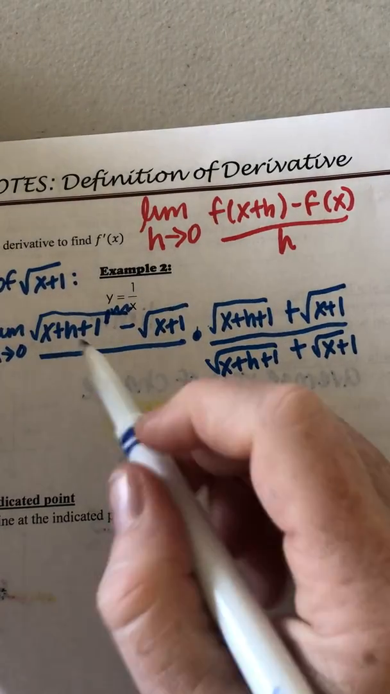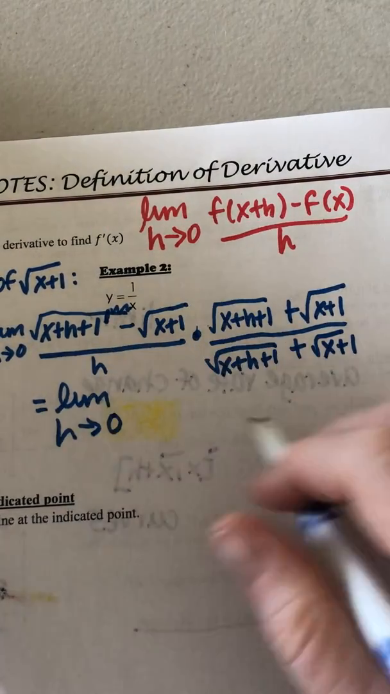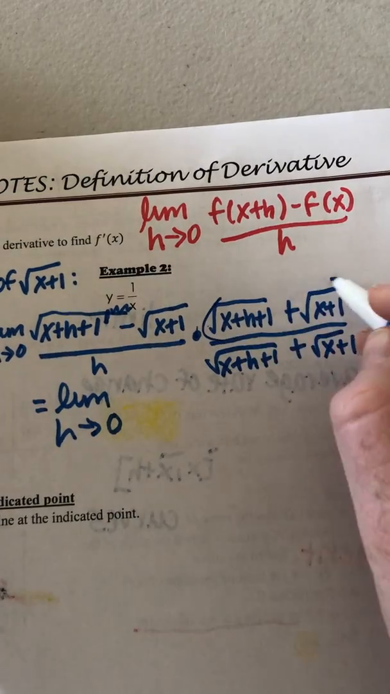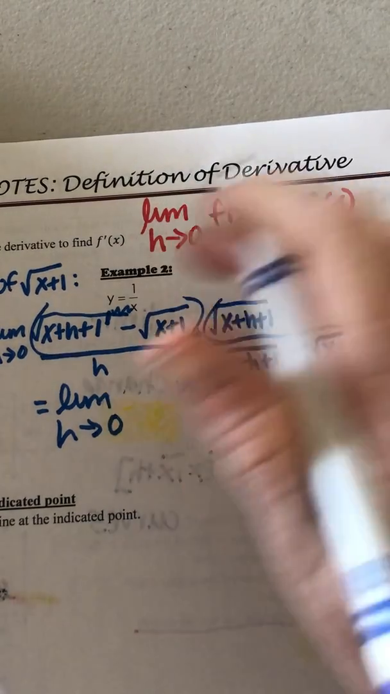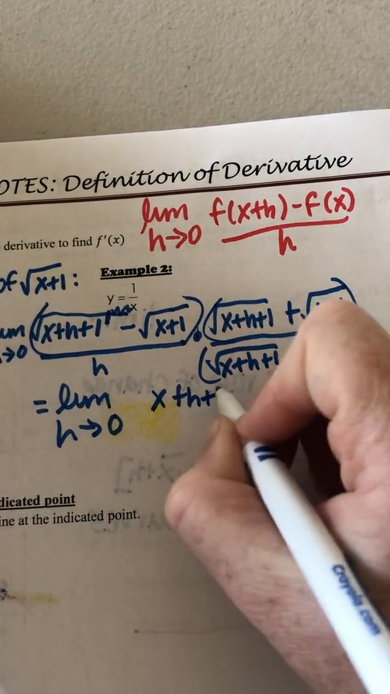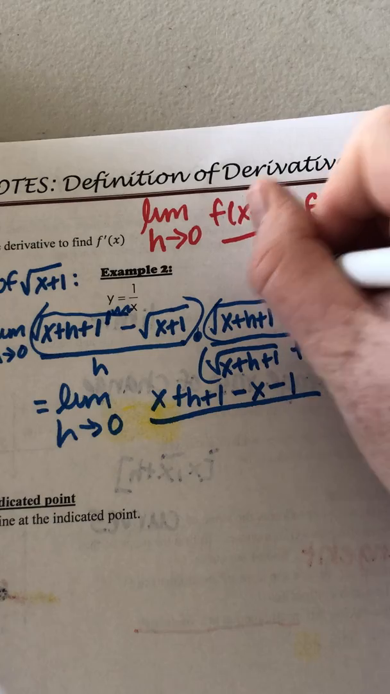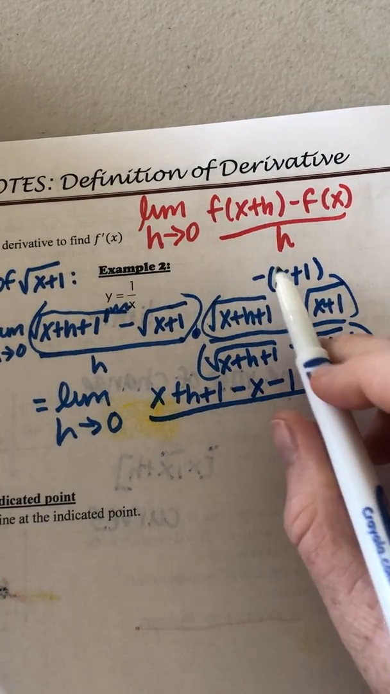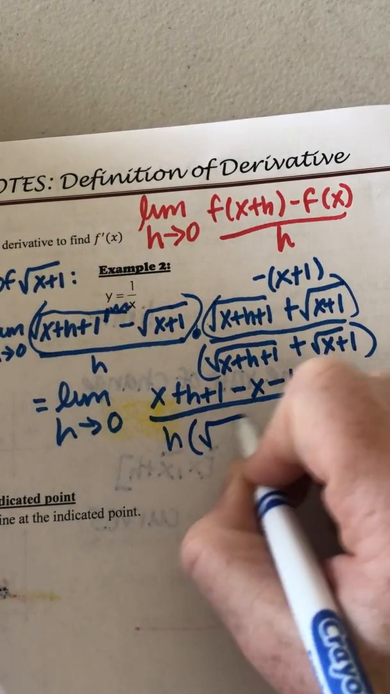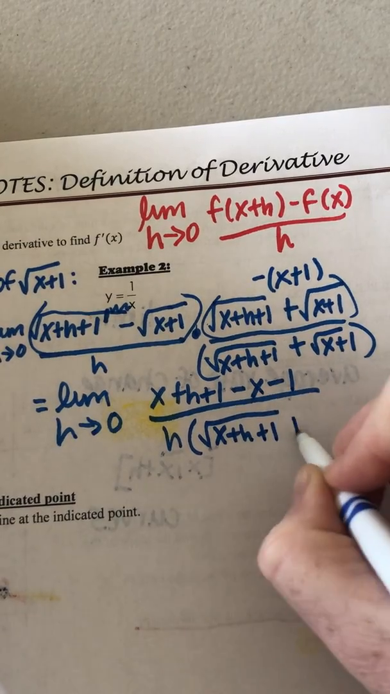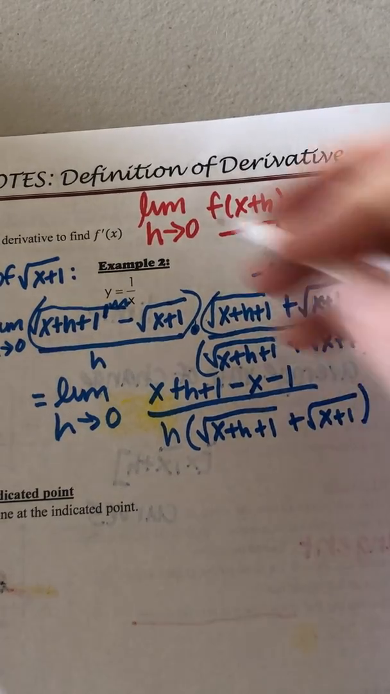So that's going to give me the limit as h approaches 0 of, when you FOIL up top there, remember, don't break your denominator up. Write it exactly how you see it. But when you FOIL the top, you're going to get x plus h plus 1 minus x minus 1, because this would be minus x plus 1, and so I distributed here. All over h times the square root of x plus h plus 1 plus the square root of x plus 1. There we go. Now things should start canceling.